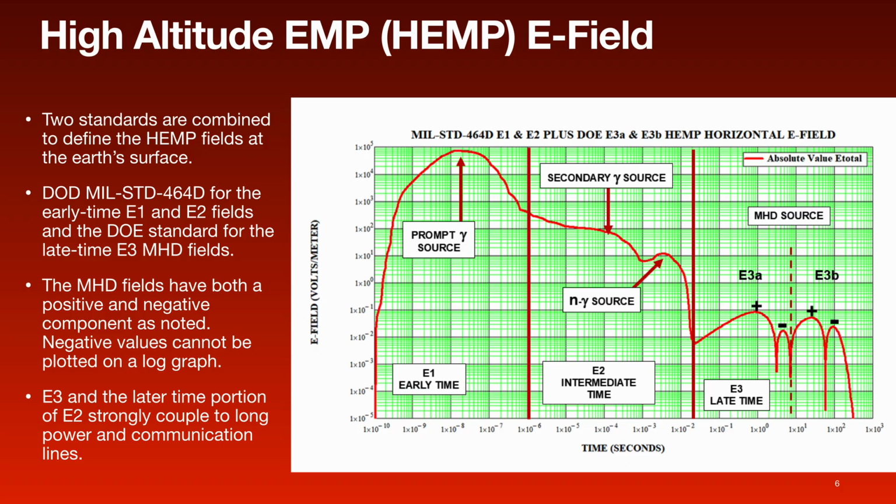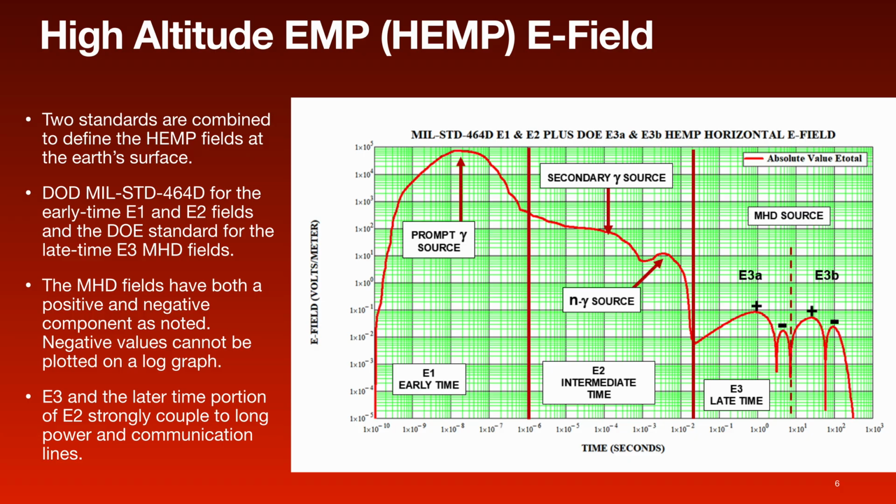There are three main time regions in the HEMP E field. The early time portion of the field, E1, is generated by Compton electrons created by the prompt gammas from the burst, which interact with the upper atmosphere and geomagnetic fields as described above. The mid-time field, E2, is generated by Compton electrons from slower neutron gamma and secondary gamma ray interactions.